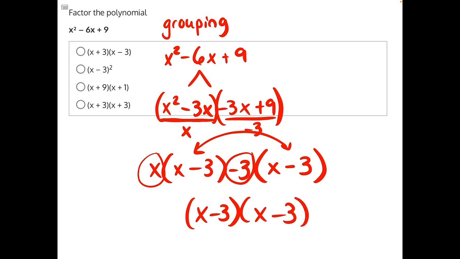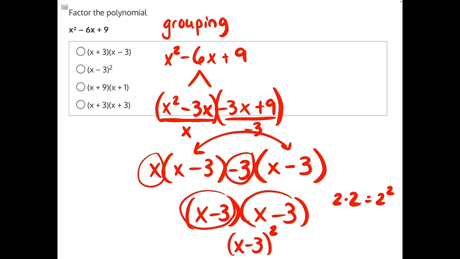Since these binomials are exactly the same, we can rewrite this to say x minus 3 to the second power, right? If 2 times 2 is equal to 2 squared, then x minus 3 times x minus 3 is x minus 3 squared. Thus, making answer choice B our correct answer.